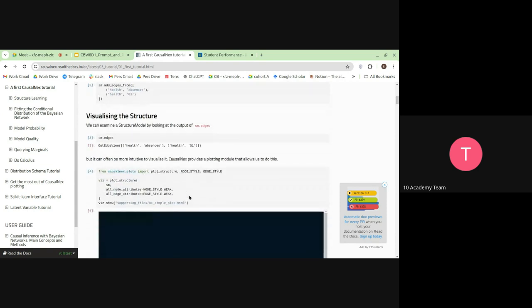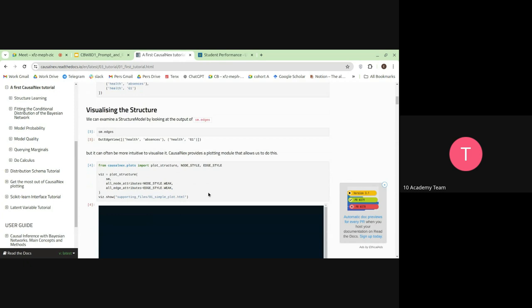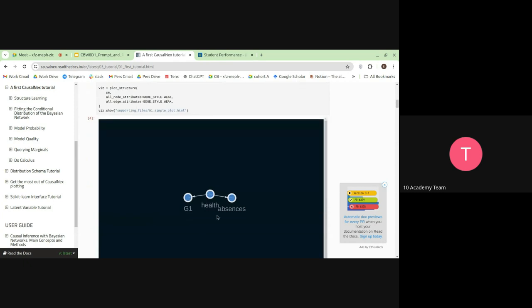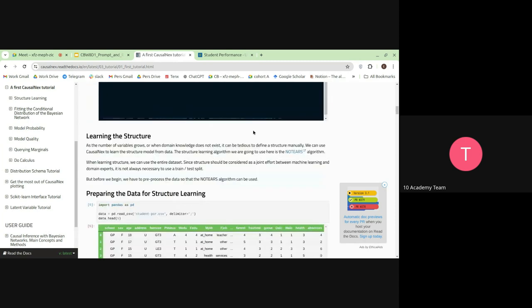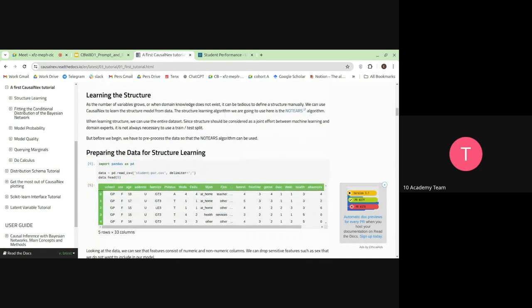Okay, so that's what you have so far in the graph. You can see what kind of plotting you can use for this. Then you want to learn the structure. This is the next, crucial step, where you learn the causal graph.